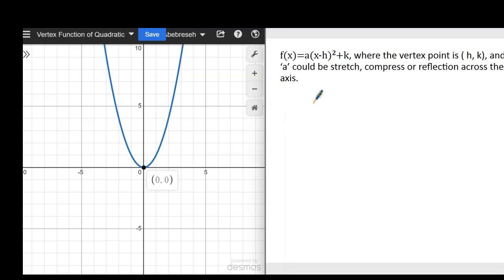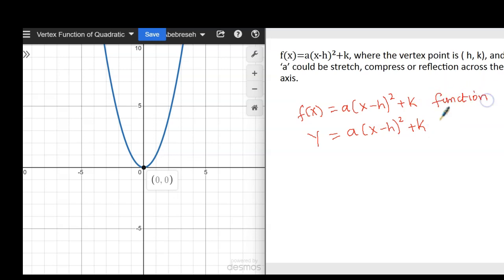Most of the time students get confused with the f of x and the y. The f of x is where we are talking about the function. So when we say f of x, it's just a function of a quadratic. And then we can say y, and that's where we refer to the equation. Don't be confused, all of them are the same. Quadratic is a function, so here we are talking about the function, and here we are talking about the equation. Don't be confused.